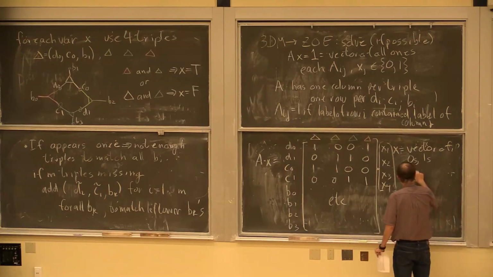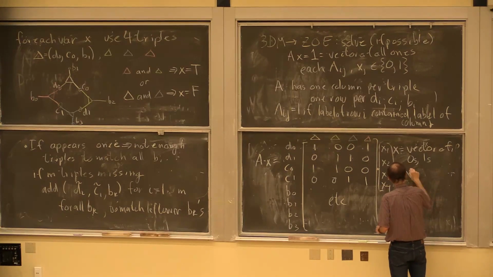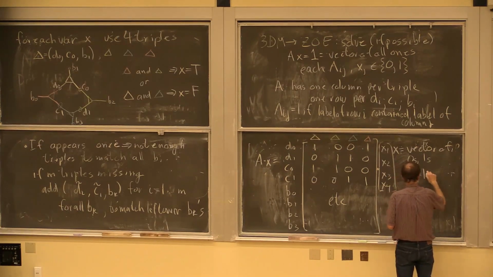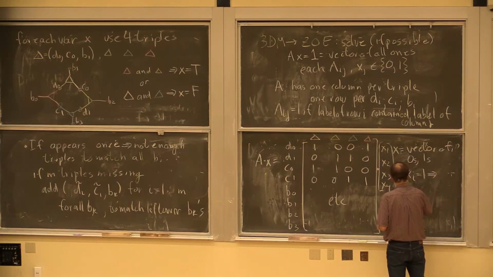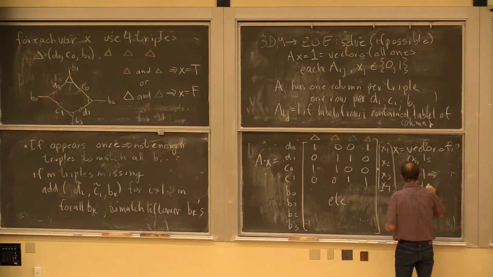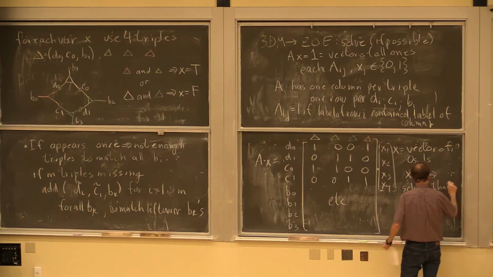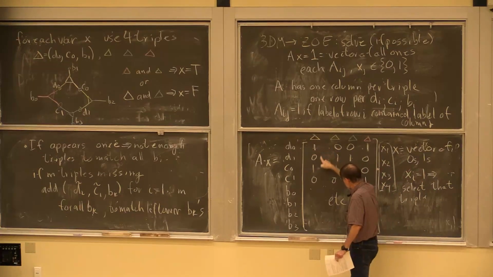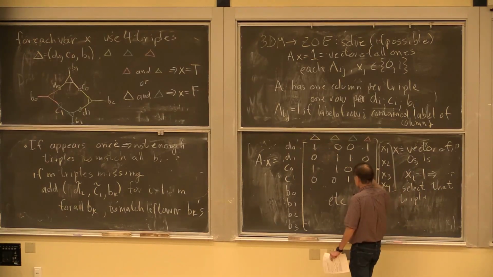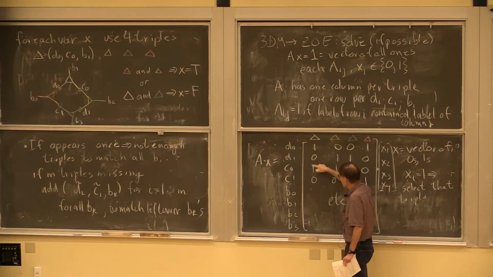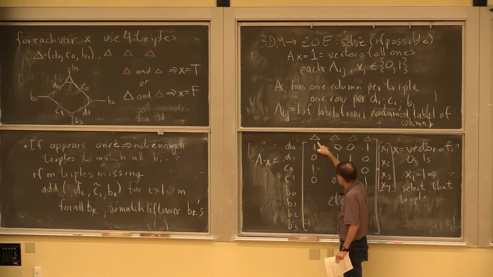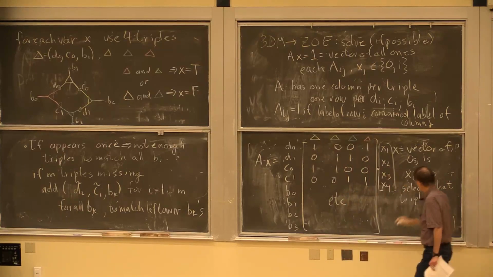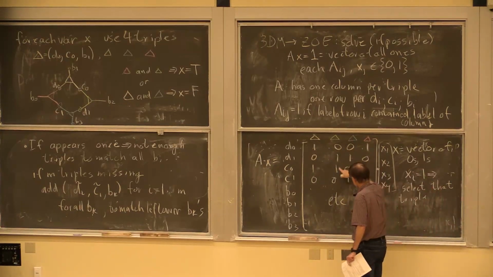So what does Ax mean? Let me be concrete here. x sub i equals 1 means we select that triple. So if x1 is 1, that means I'm going to include the first column when I do this matrix-vector multiply. So I'm going to get all of the set members that are in the white triple. And if I pick x2 equals 1, I'll get all the ones in the green triple.